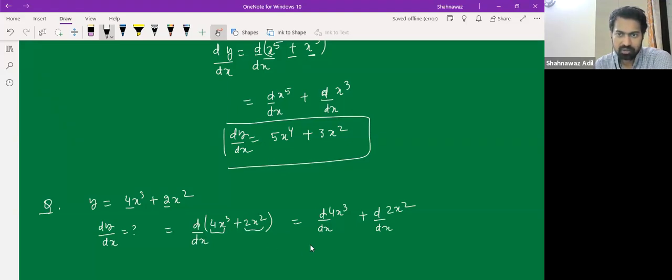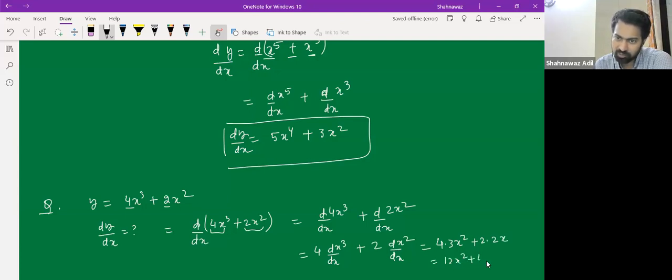Yes, sir. So now we can use the first property. This 4 comes out, and this is d by dx of x cubed. And from here 2 comes out, and this becomes d by dx of x squared. So this would be simply 4 times 3x squared plus 2 times 2x. So this would be 12x squared plus 4x. Right, so this is dy by dx. Is that clear?